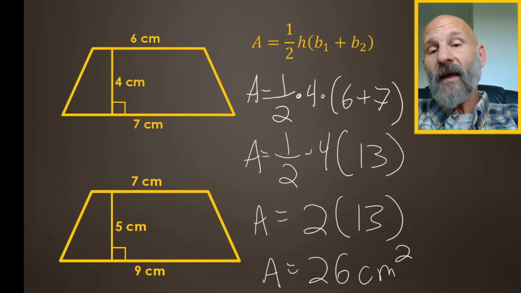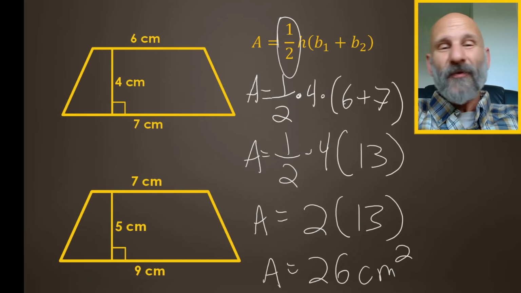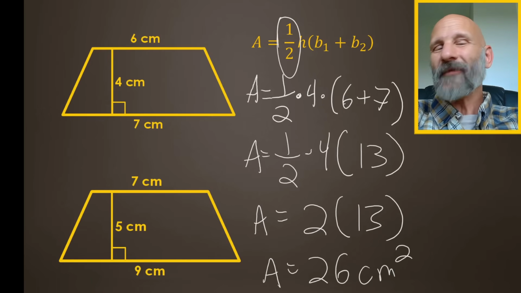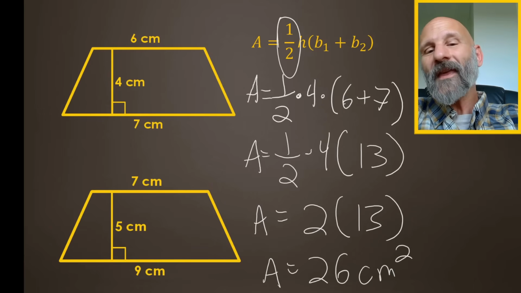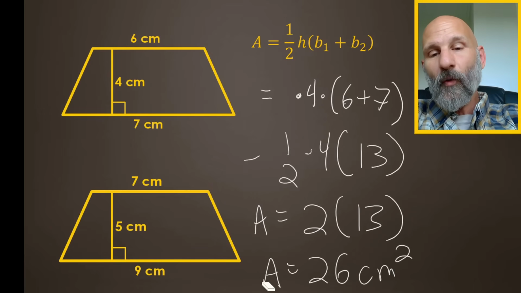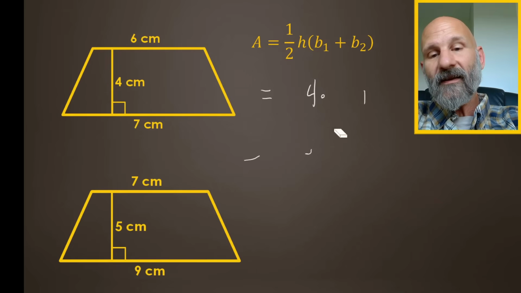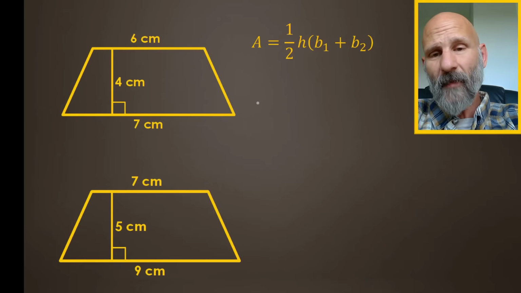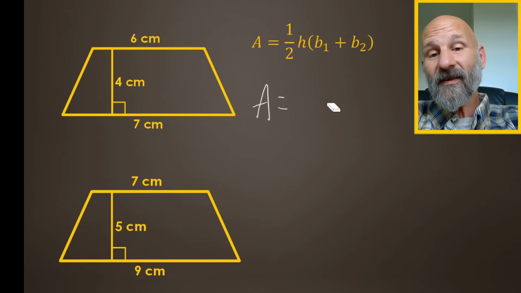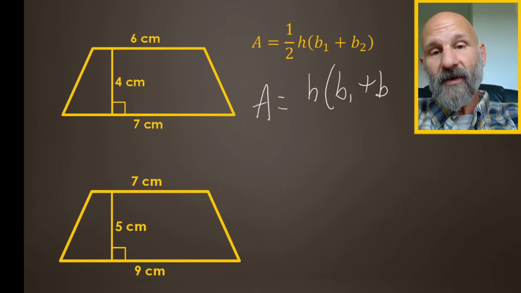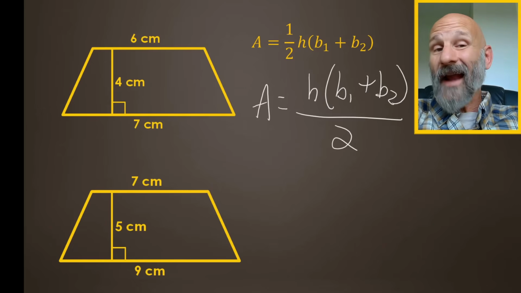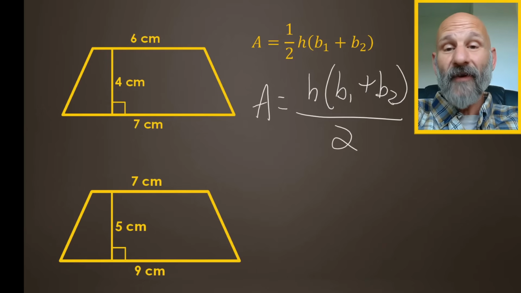The other way of looking at this is this 1/2. Anytime you multiply by a half, it's the same thing as dividing by 2. So you could think of this formula, instead of having the 1/2 there, as a divide by 2. So here we go. This is what this one would look like. Kind of an alternative way of thinking about it. Area equals the height times the sum of the bases. So we've got height times b1 plus b2, all over 2. Remember, taking a half of something is the same thing as dividing by 2.